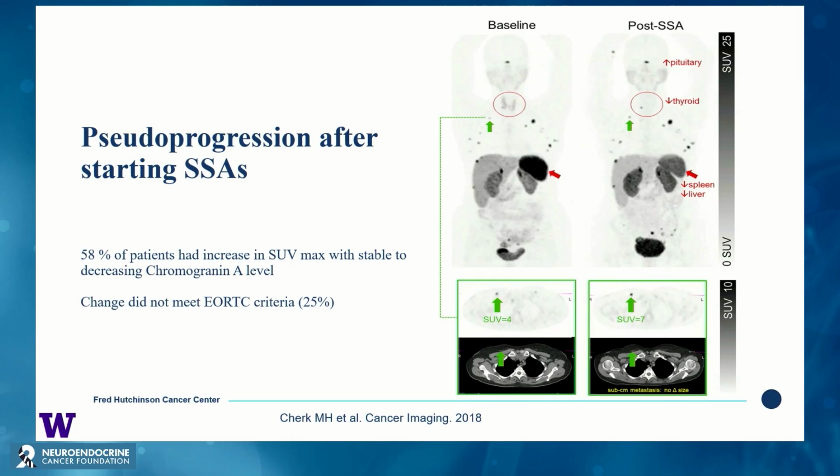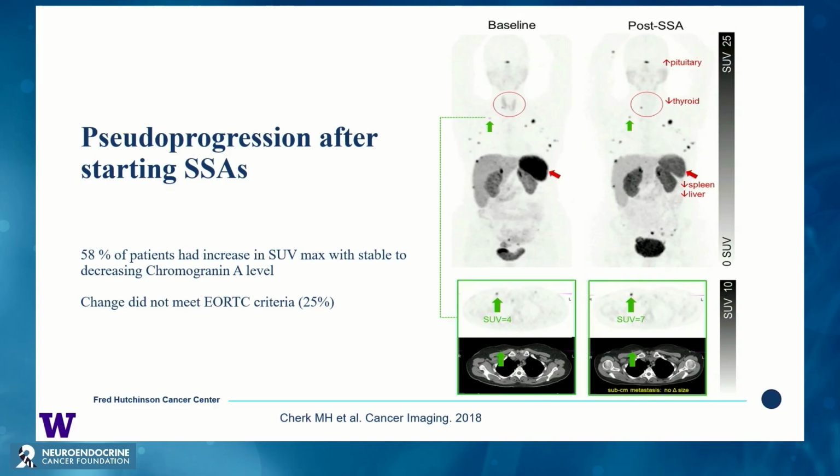Then the Dotatate PET is obtained to confirm. The typical scenario is there's some concern about progression on the CT or MRI, so they obtain a Dotatate PET to get a better picture of the full extent of disease and confirm whether there's progression or not. But then now this Dotatate PET has been obtained after the patient has been started on a somatostatin analog.